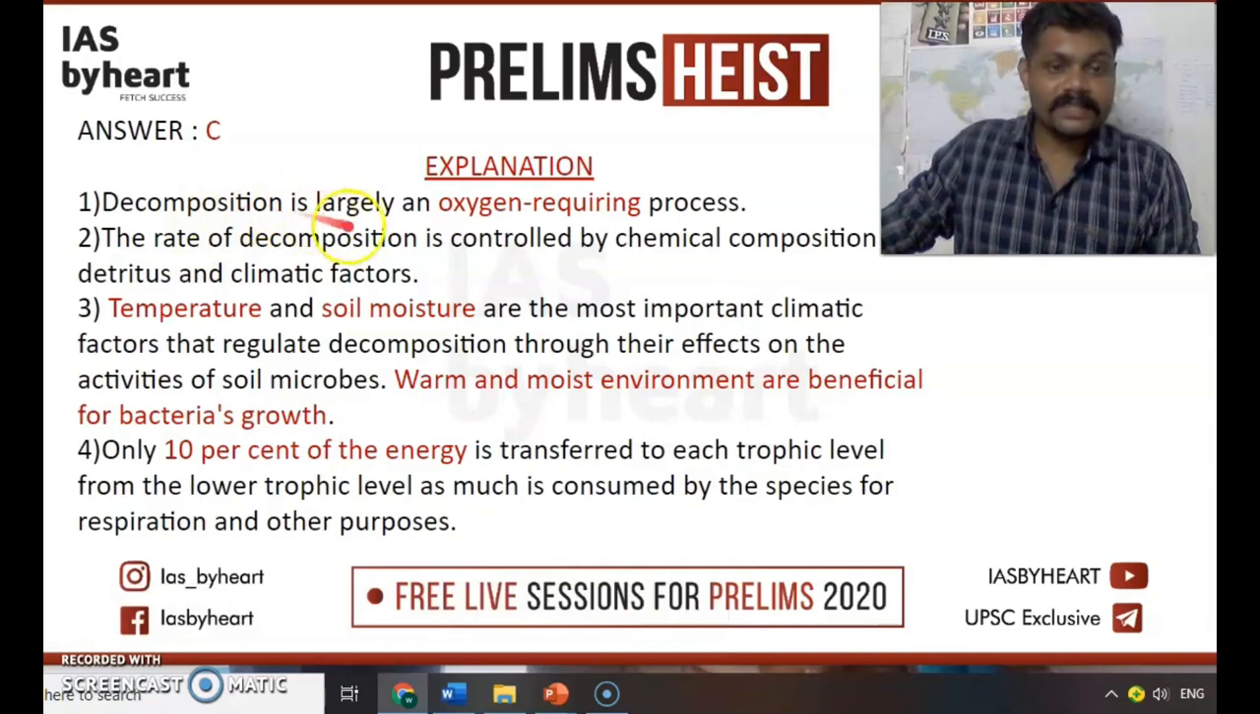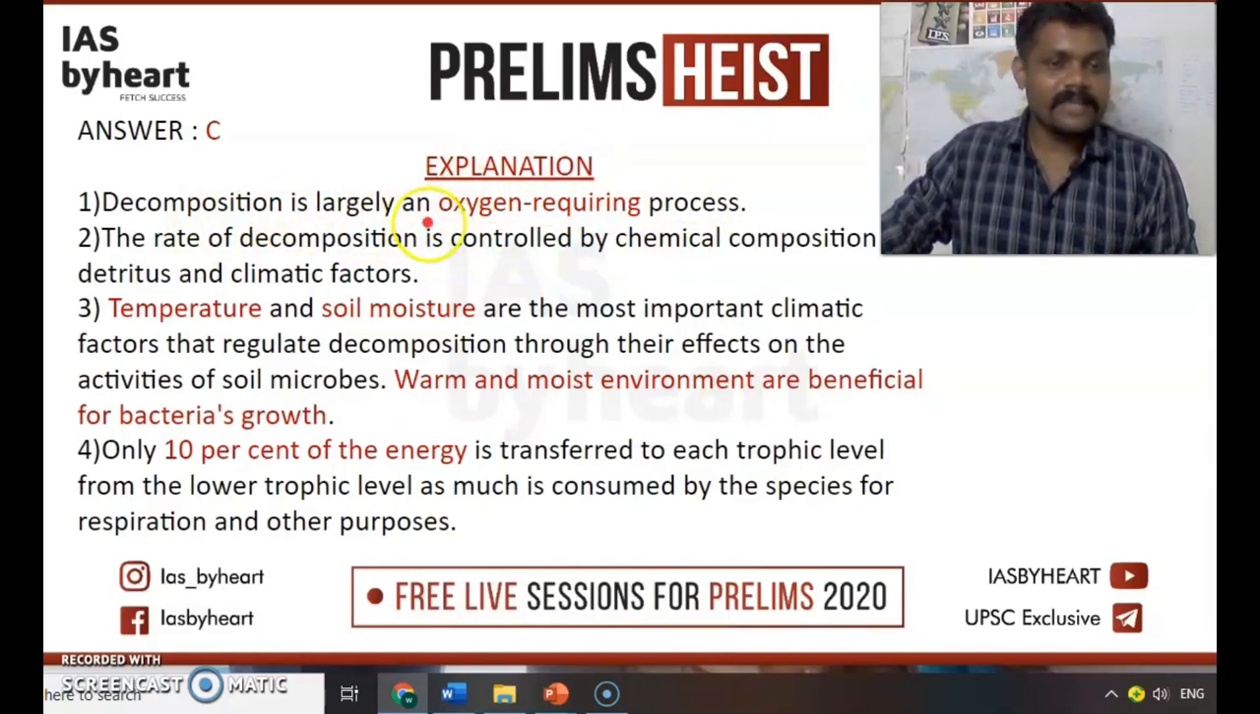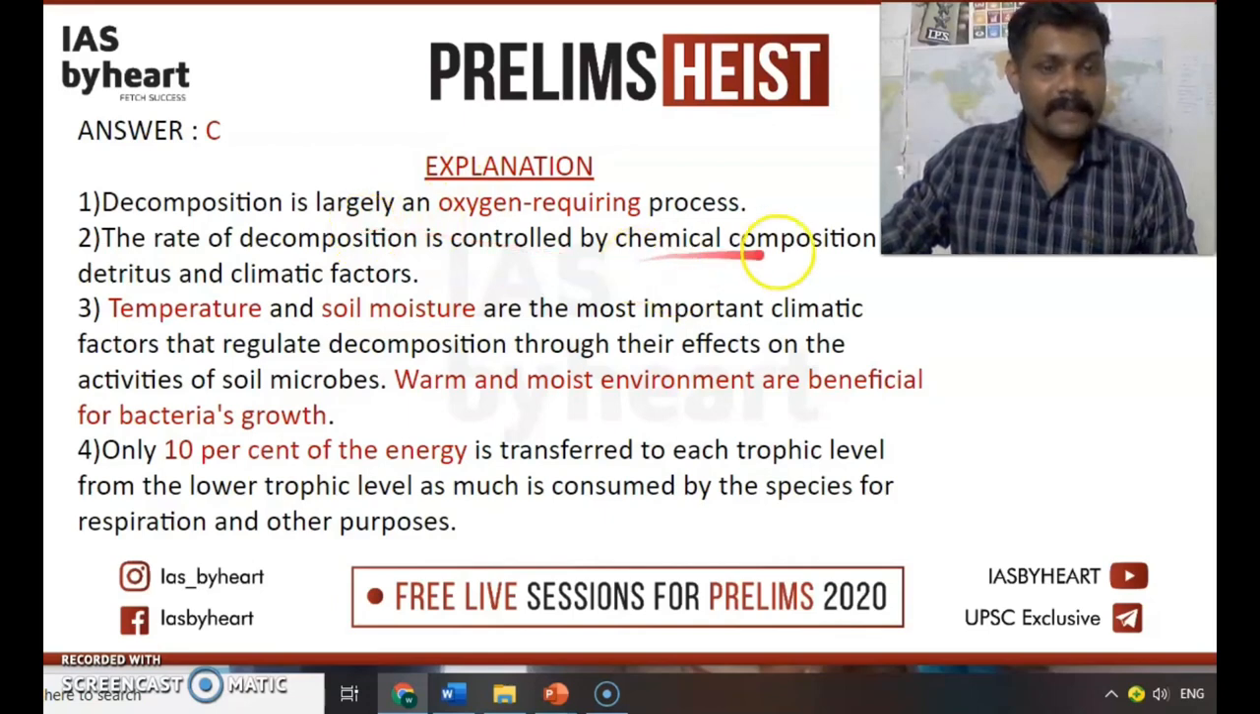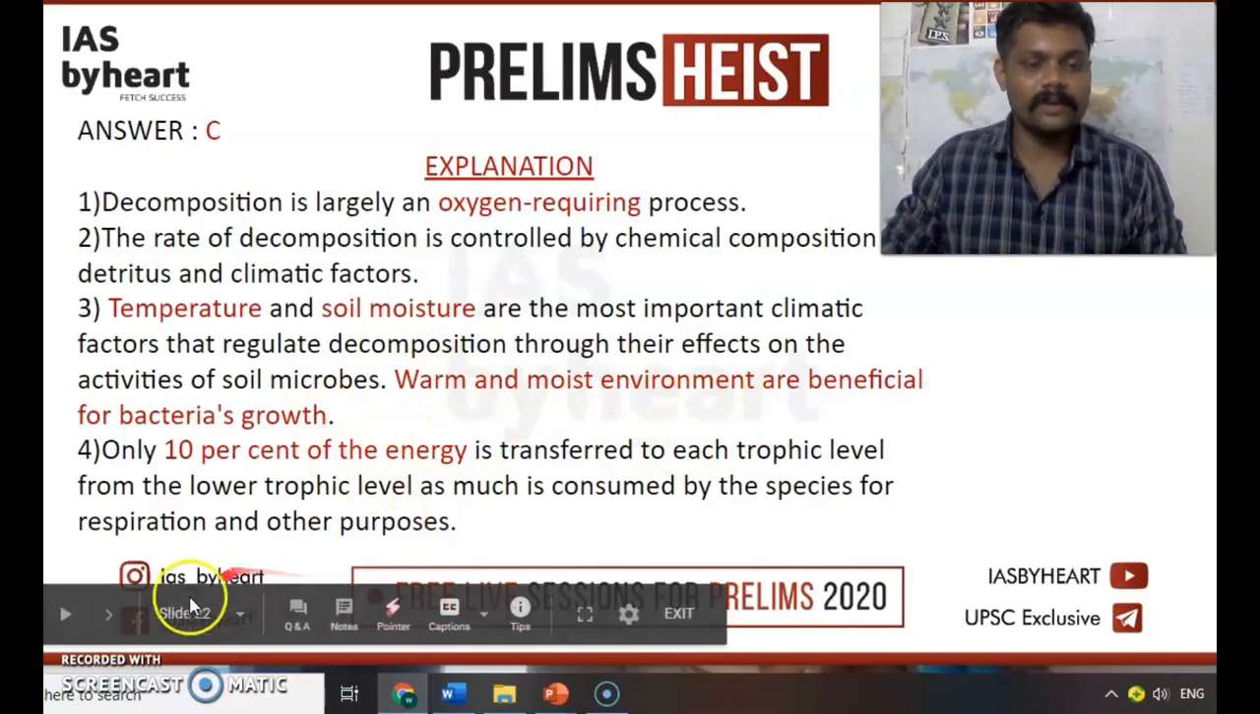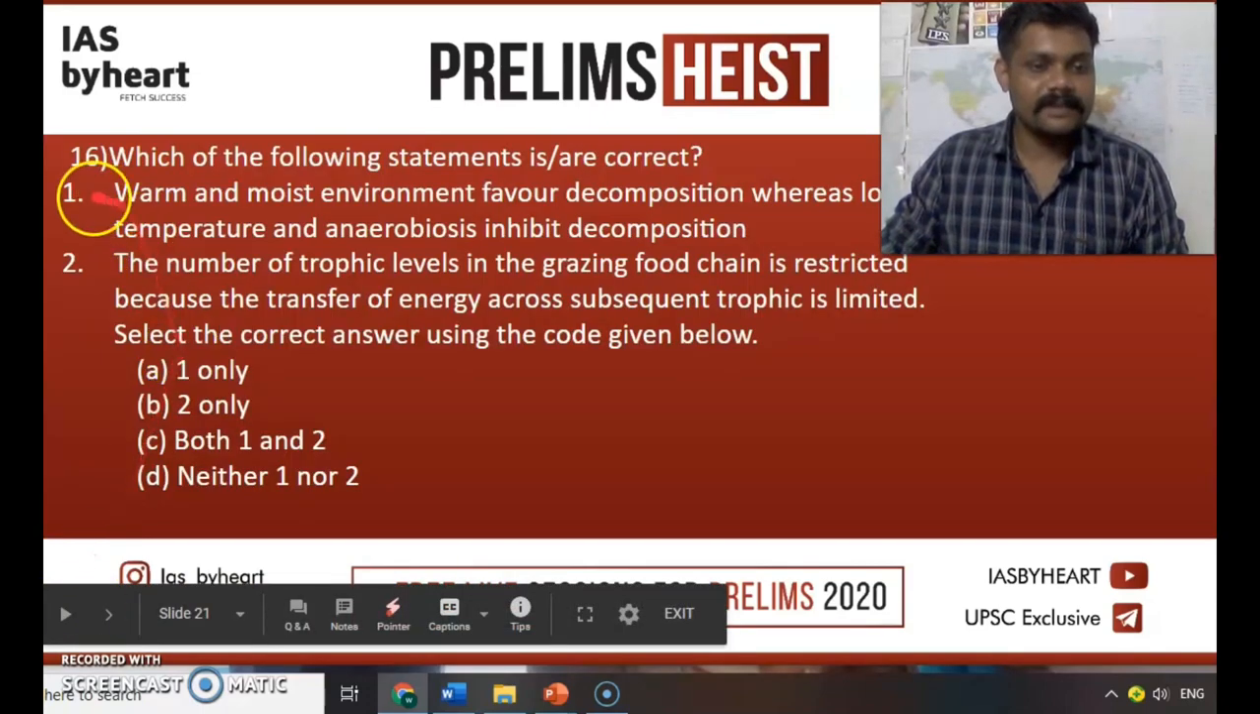See, decomposition is largely an oxygen requiring process. Yes, that's right. As well as this, decomposition is controlled by chemical composition and climatic factors. See, this is an important one. Temperature and soil moisture are the most important climatic factors, because while we have high temperature and high soil moisture, that will be a favorable condition for bacteria survival. So warm and moist environments are beneficial for bacterial growth. So as per this, our first statement is right.